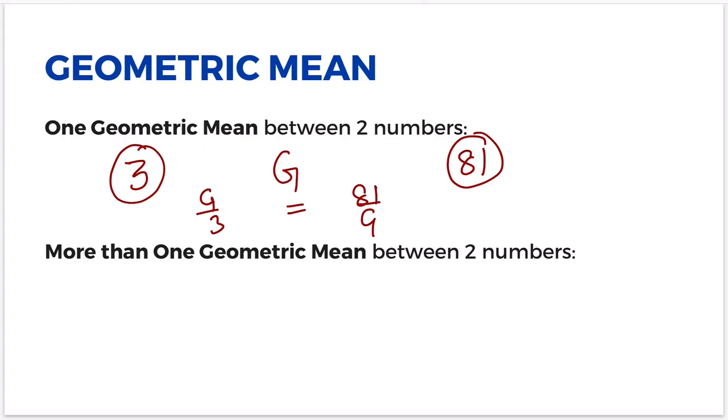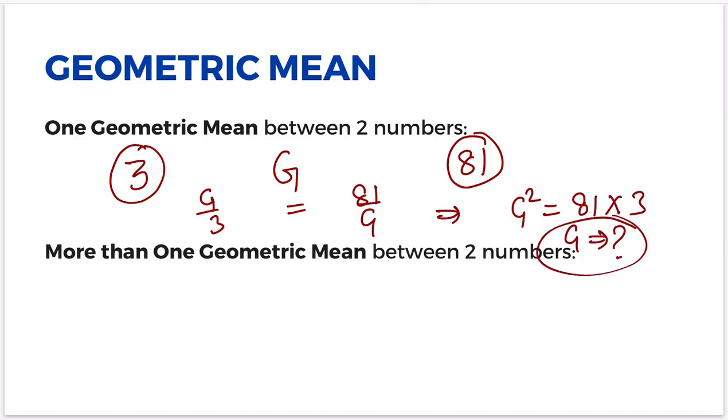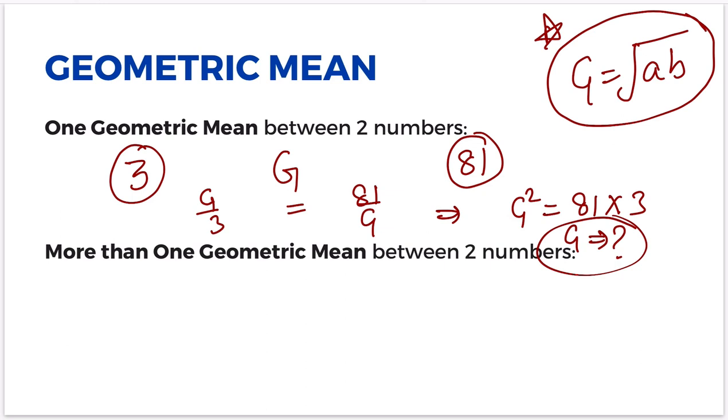Correct? So, solving this, you will have G square is equal to 81 into 3. So, whatever value of G you get, that is the answer. Correct? This is how you can find the one geometric mean between two numbers. And if you want a formula like arithmetic means, so one geometric mean between two numbers a and b is given by under root ab. This is the formula you need to remember.